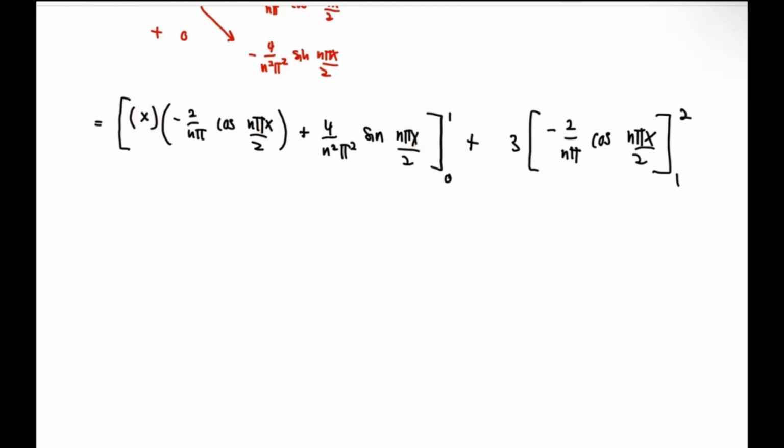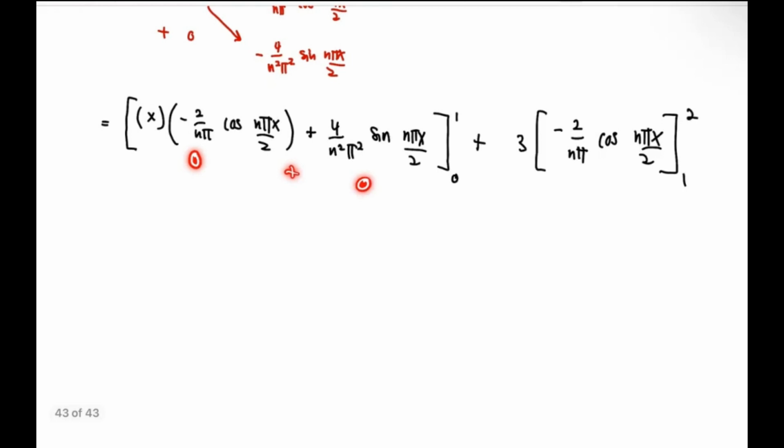But if I substitute 0, here will be 0. So 0 multiplied by this one is 0. If I substitute 0 here, here also 0. That means 0 plus 0. So I just need to substitute 1. If I substitute 0, this one will be 0. Alright, so let's break down this one.